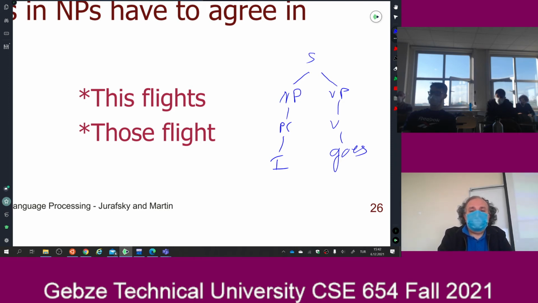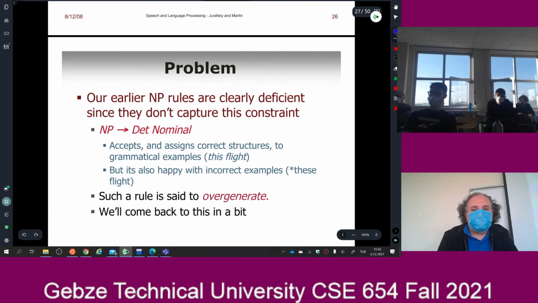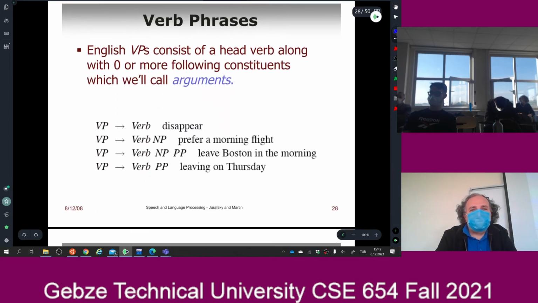This grammar is generating some sentences that are not in English. This is called overgeneration. Okay, so such a rule set is overgenerated and we don't like it. So what are we gonna do?